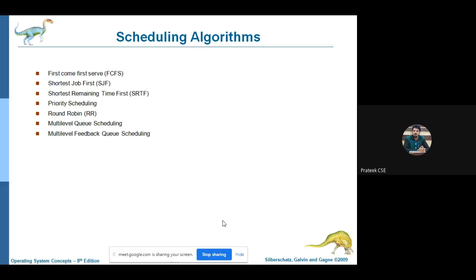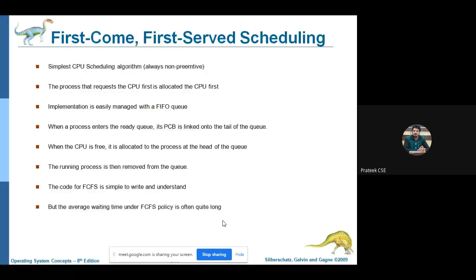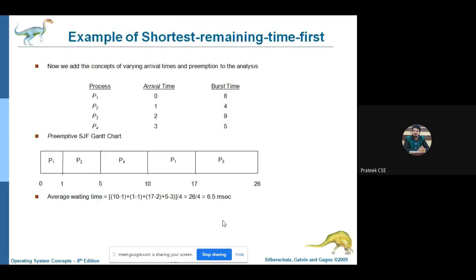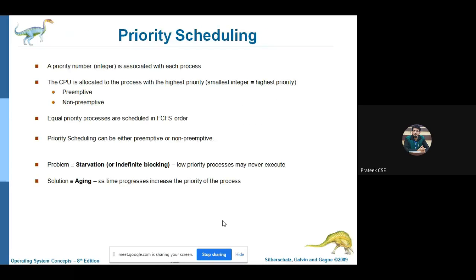The very first is priority scheduling, and the second one is round robin scheduling, which is another very interesting concept used in time sharing systems. So I hope the algorithms which we have read till now are very much clear to you. Okay, so moving further to priority scheduling.